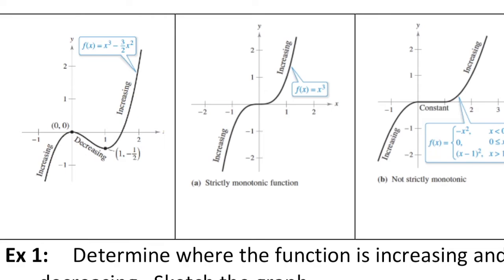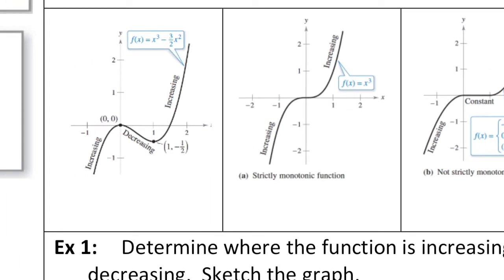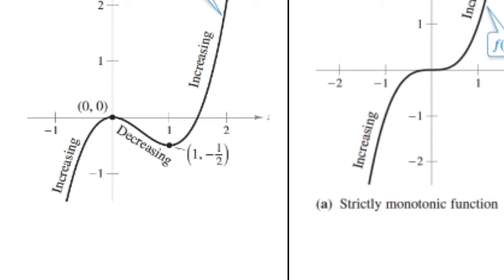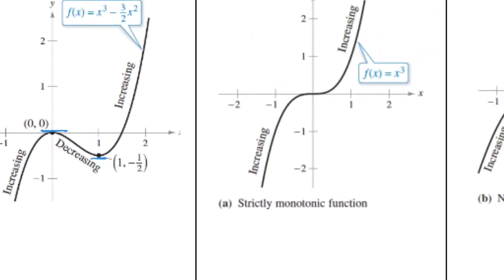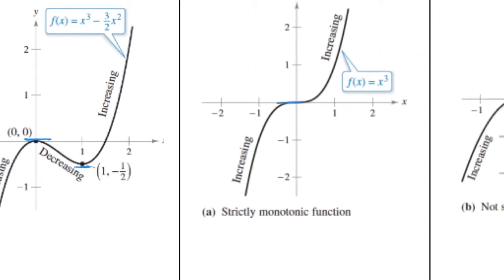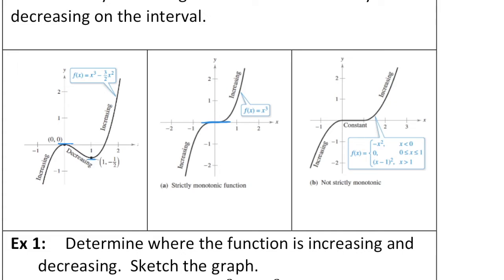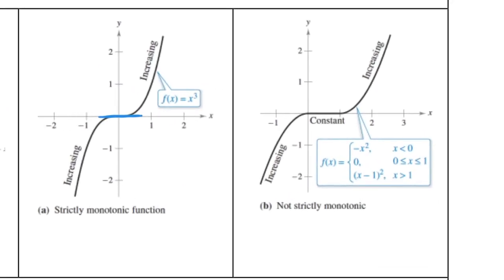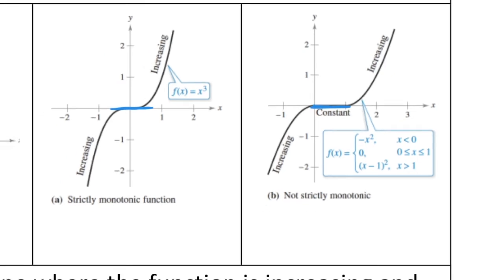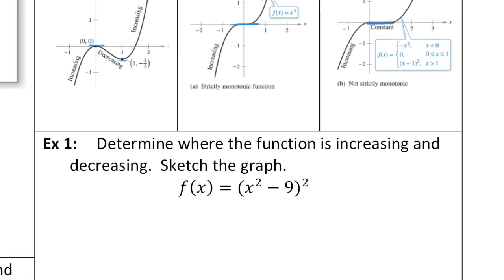As we look at these little cubic functions, what you'll notice is that there are horizontal tangent lines where the functions switch from being increasing to decreasing. At times, there might be a horizontal tangent line, but the function doesn't switch from increasing, so your function is strictly monotonic. And at other times, there are multiple places or intervals where your function is constant. If that's true, this one is not considered strictly monotonic.